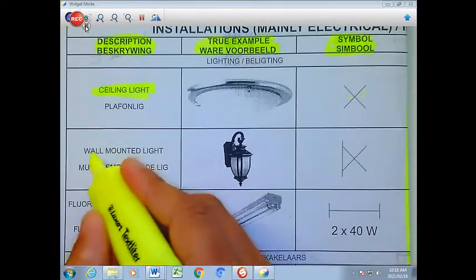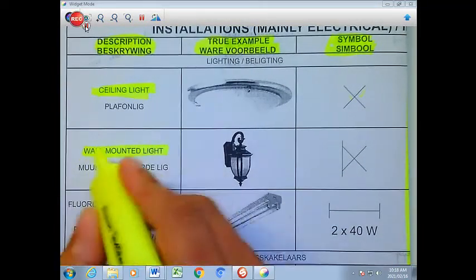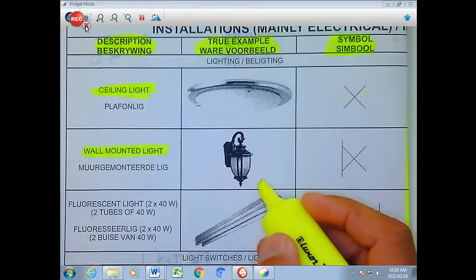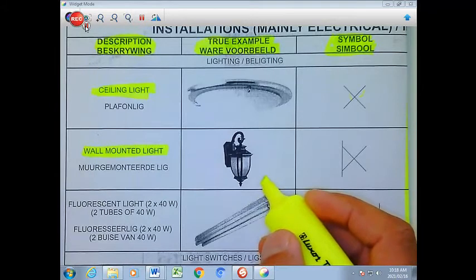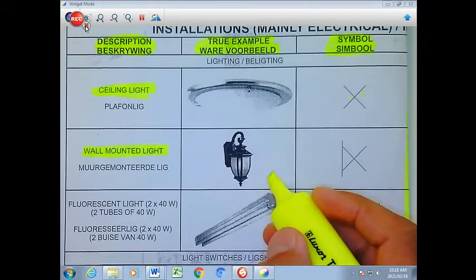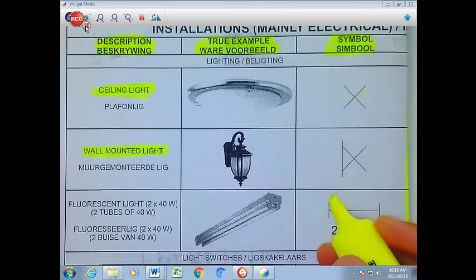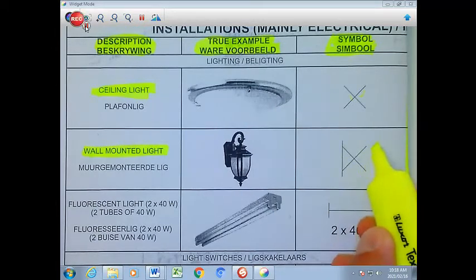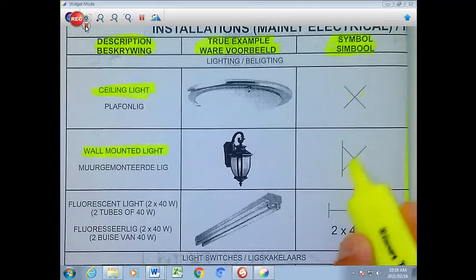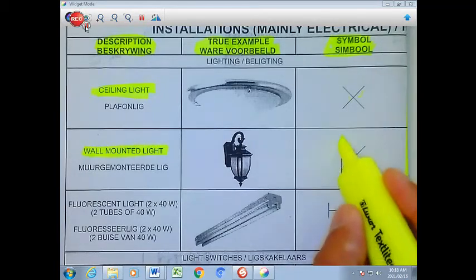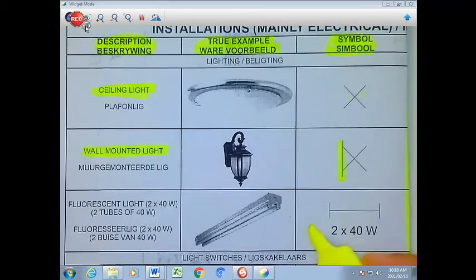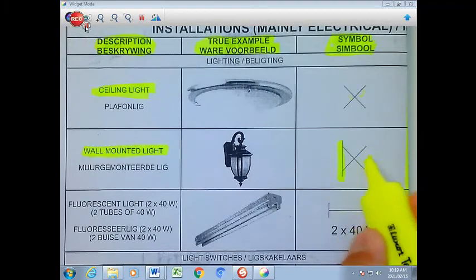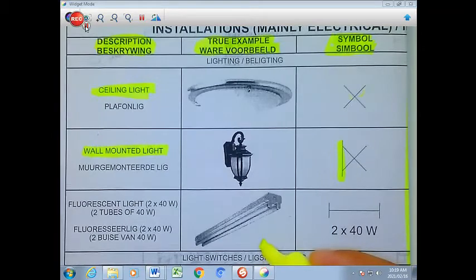And then you will have your wall mounted light. Your wall mounted light is the light that you will find outside of your house, preferably at the front door where there's a stoop for you to be able to see where you are walking. And that light is very similar to the ceiling light. The only difference is that there is a line attached to one side. The line can be attached to any side of your symbol.